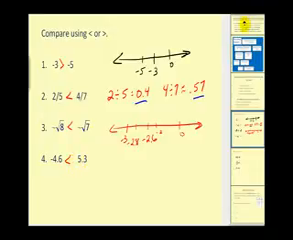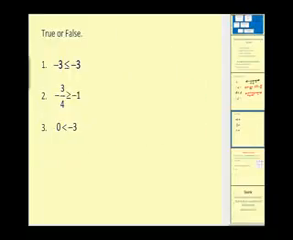So I highly recommend converting to decimal form and then using the number line to determine which number is less than or greater than the other. Now we have true and false. Negative 3 is less than or equal to negative 3. This would be true because negative 3 is equal to negative 3, and equals is part of this inequality symbol. Therefore, this is true.